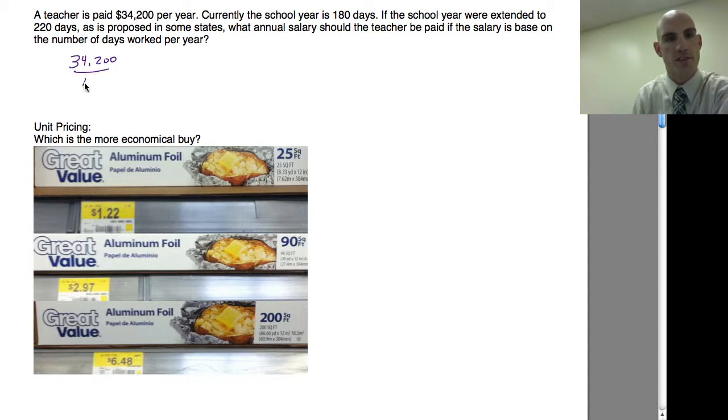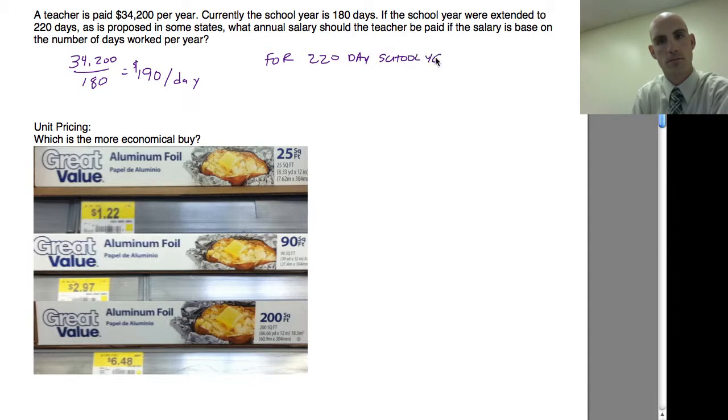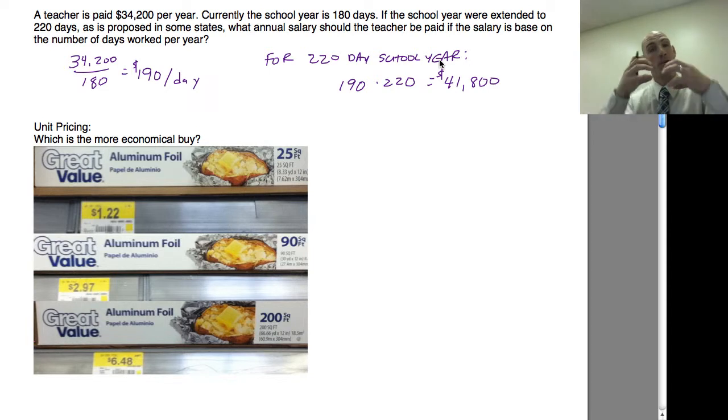If I take 34,200 and divide it by 180 days, I find out how much they make per day. That's $190 per day. And if that's what I make per day, for a 220-day school year, 190 times 220 is going to give me my new salary of $41,800. So that's how much a teacher would make if they made the same amount per day for a 220-day school year. That was another way we could use unit rate to solve a problem.